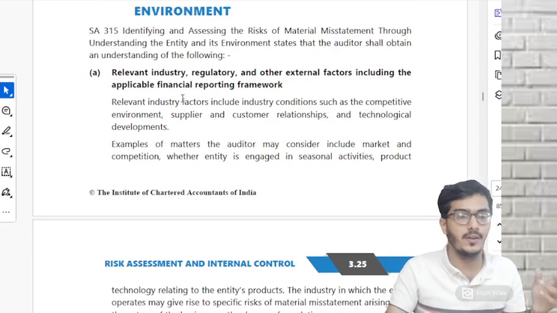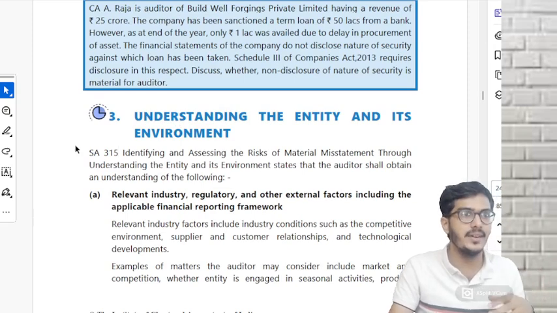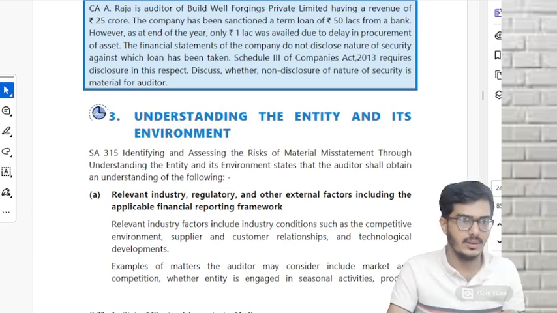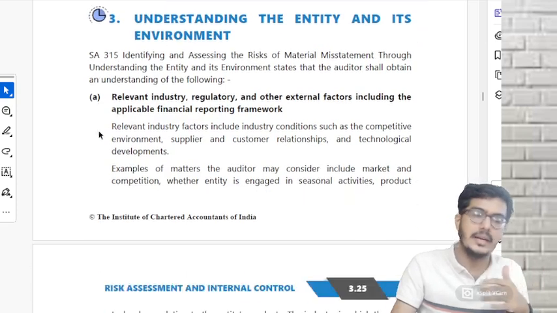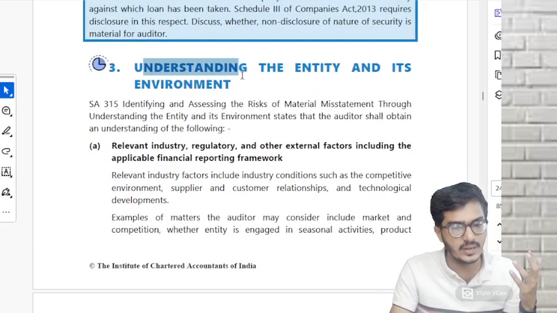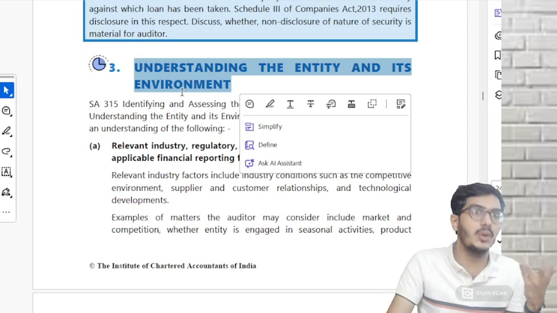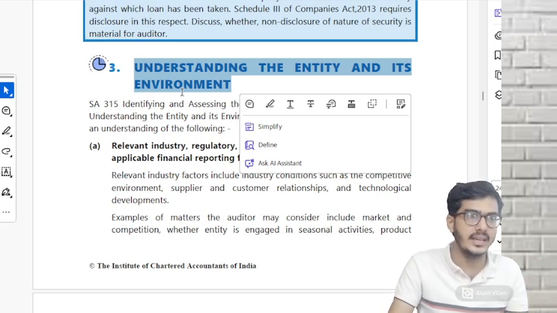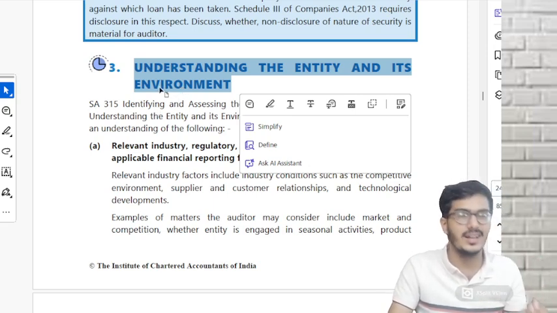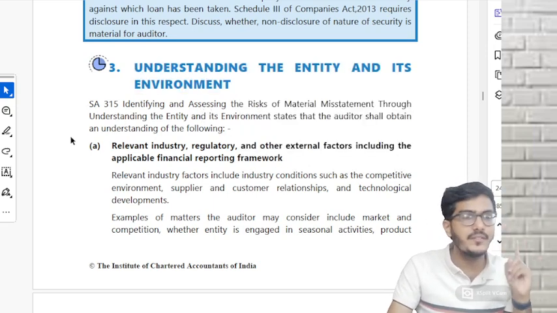Then comes again your favorite standard, SA 315. What is SA 315? Identifying and assessing ROMM, whether at financial statement level or assertion level, whether due to fraud or error. Again, now we told, okay, we have to understand the entire entity and the entire environment. What are the things which we have to consider while understanding the entity and its environment? It is very simple. I'm not going to explain in detail. Just see the heading. What is the first heading?